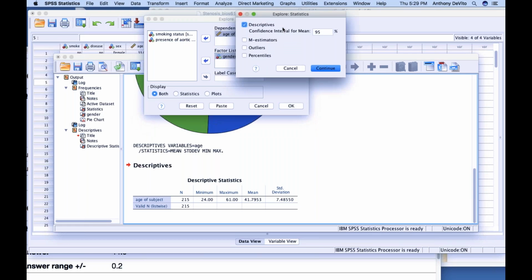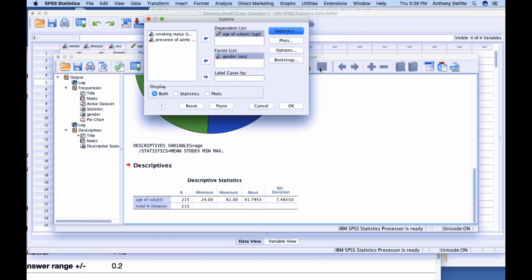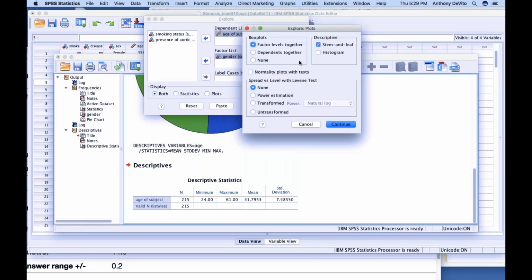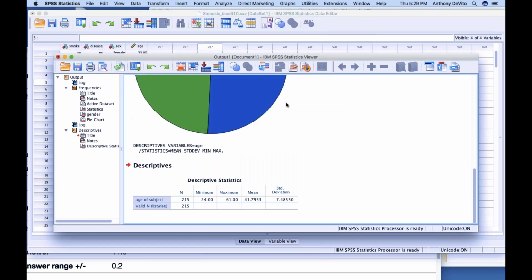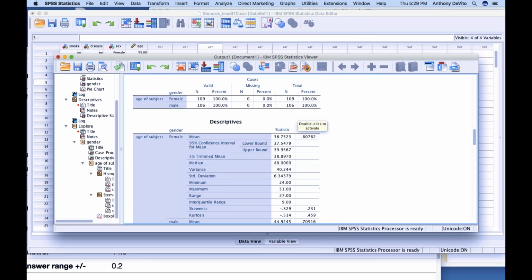Okay, and I'm going to tell it, gee, I want all the statistics. It's already set up for that. But I also want maybe a histogram, maybe some other stuff. It automatically is going to give me a box plot. And then I'm going to say, okay. Okay, and sure enough, here it goes.